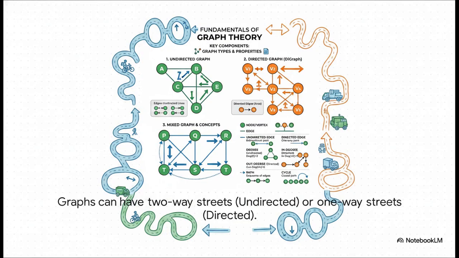And you can see how these simple rules can build different kinds of worlds for the robot. Over on the left, that undirected graph, that's just like a normal street. You can go from point A to C, and you can go right back from C to A. But on the right, you've got a directed graph. Think of that like a one-way street, which is absolutely crucial for something like a factory robot that can only move forward on an assembly line.